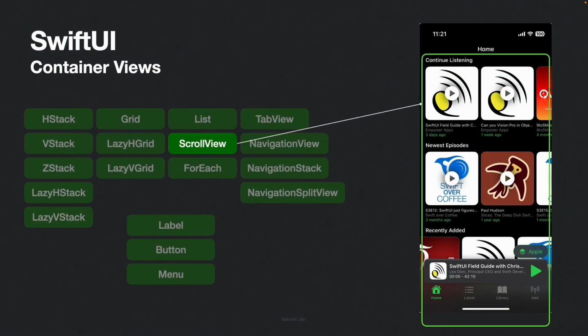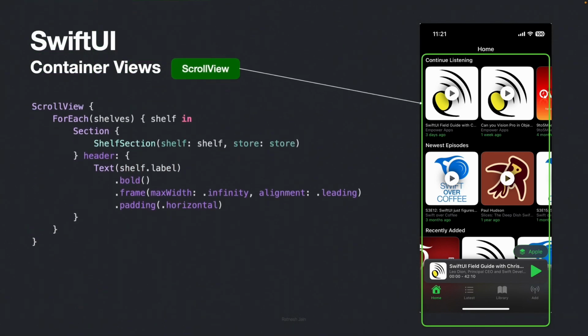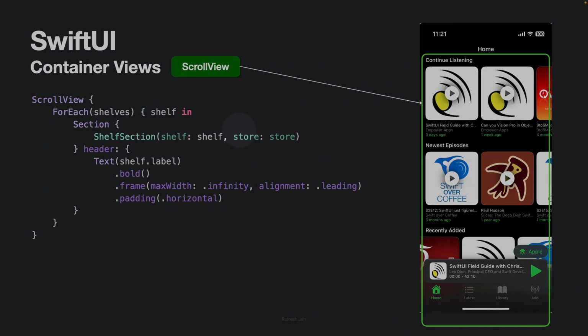Then we have the scroll view, because this is a complex view, because it also has horizontally scrolling cells. So I have used this as a scroll view, and this is the scroll view code in which we are also using the same ForEach view for the cells. So a cell is a section like continue listening, new episode and recently added. So there are 3 cells in this. We are looping over them and making a section and providing a section header with the text and some view modifiers.